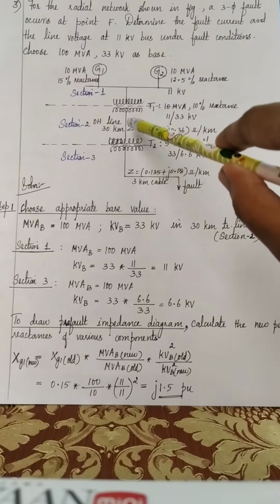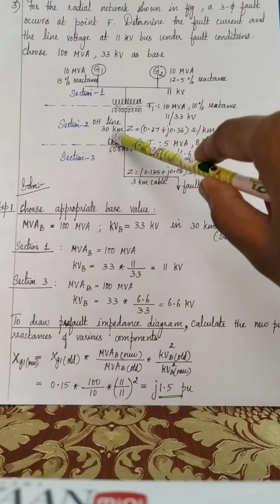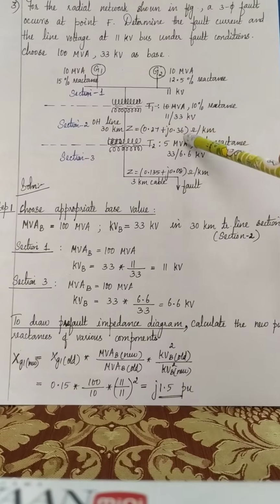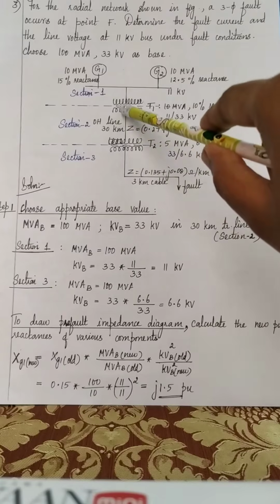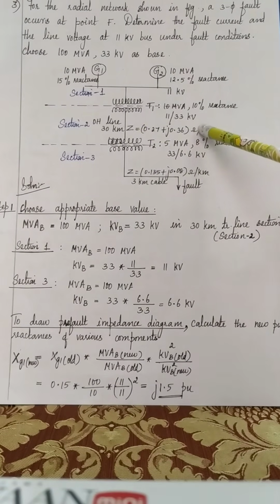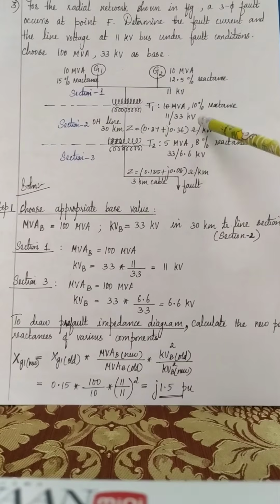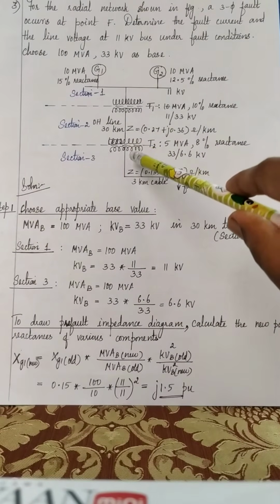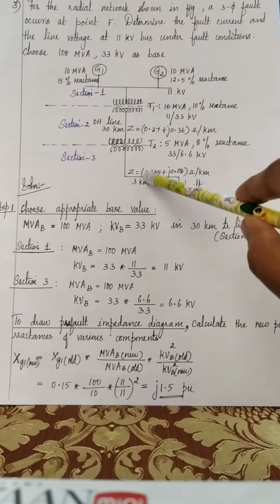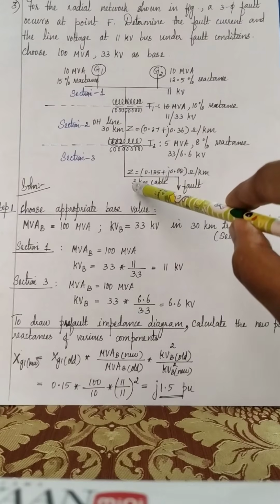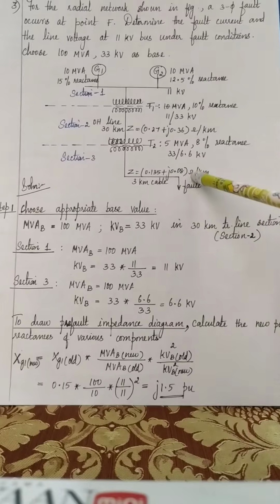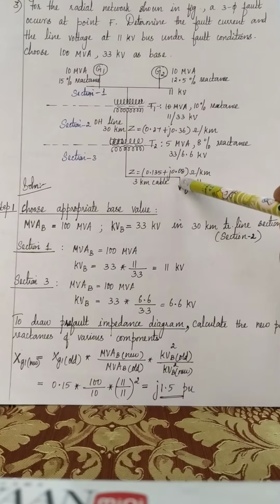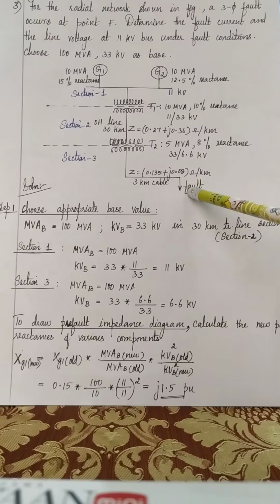And in between T1 and T2, we have an overhead transmission line of 30 km, whose impedance is 0.27 plus j0.36 ohm per kilometer. So for 1 kilometer, the impedance is this. For 30 kilometers, you have to multiply this value by 30. 0.27 plus j0.36 into 30 will give you the total impedance of this 30 km transmission line. The secondary of the transformer T2 is going to a feeder cable, which is 3 km long, and the cable impedance is also given on a per kilometer basis. So after 3 km of cable, there occurs a fault F. You can write here: fault F.